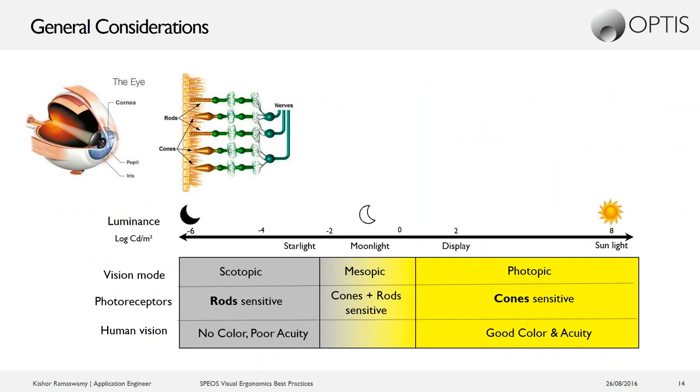Another important factor to take into account is the vision mode in which a result is being viewed. So depending on the ambient light in a result, a different vision mode will be used. And these three are scotopic, mesopic, and photopic. And depending on which vision mode you are in, different aspects of the human vision will be used. For example, in a high light condition, the cones of your eyes are more sensitive, versus a low light condition, the rods are more sensitive. So this is important to take into account, because if we're looking in a low light condition, then we know that the color perception will be much lower.